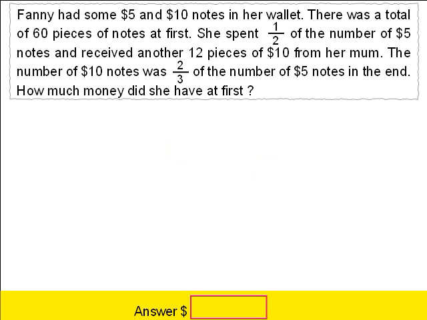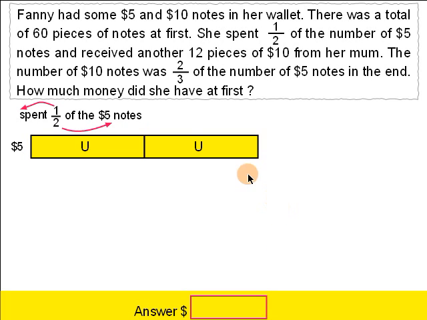So at first, we are told she spent one half of the $5 notes. So to begin drawing the $5 notes model, we draw it to be 2 units because of the denominator 2. Alright, we draw it 2 units, and out of which 1 unit has been spent. What about the model at first for $10 notes? We draw it as one part. We draw it either shorter or longer than the $5 model. In this case, I draw it shorter. Okay, much shorter.